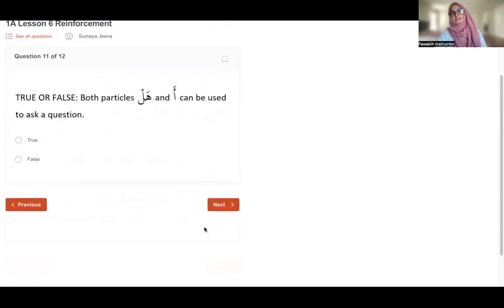True or false? Both particles hal and a can be used to ask a question. True. So somebody asked me about this before. I did confirm with my teacher that yes, hal and a are used interchangeably, but when it comes to choice, like if you're asking, do you like olives or do you like cheese? If it's choice, then you should use a, not hal, but they can be used interchangeably.